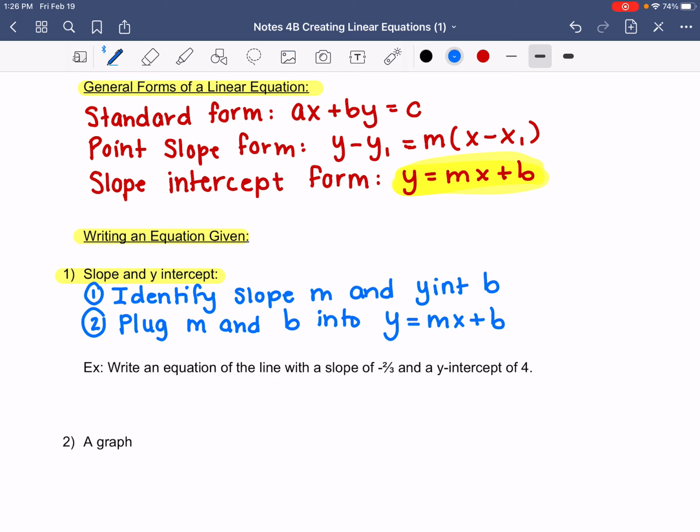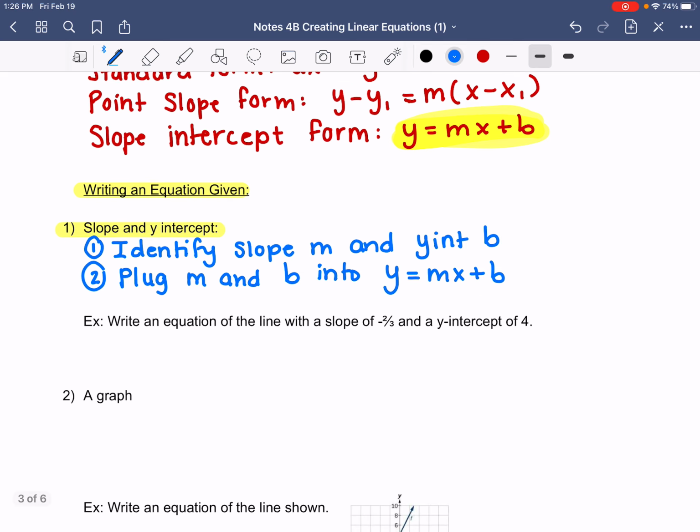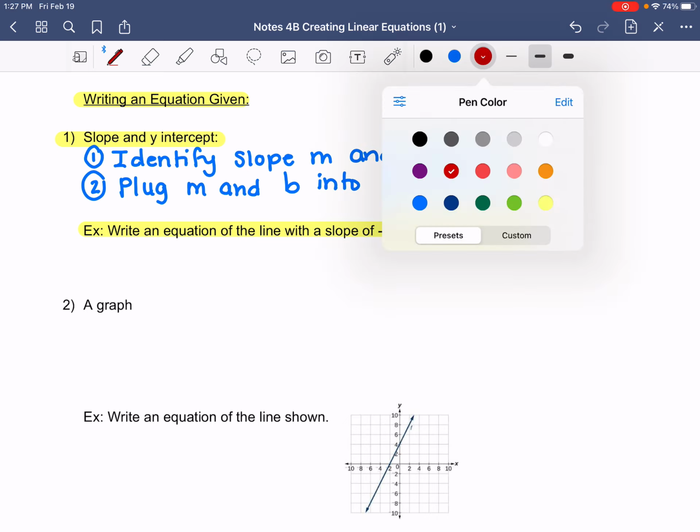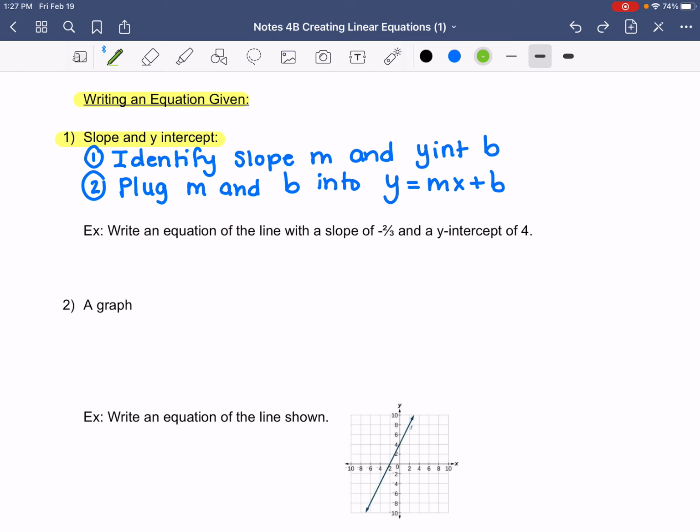So for all of your equations, you're going to have a y and you're going to have an x, but the m and the b are going to be replaced by numbers. So for this first example, write an equation of the line with a slope of -2/3 and a y-intercept of 4. When they give you the slope, that's your m, and they give you your y-intercept, that's b. We're just going to plug those in for m and b. So our equation would just be y equals -2/3 x plus 4. Okay, so pretty easy, right?